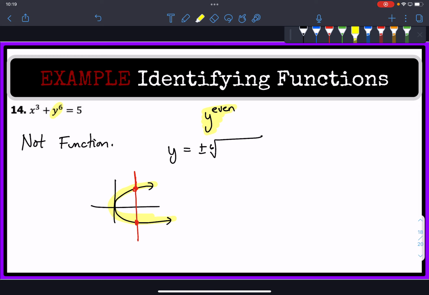Now here, because of the x to the third, it looks a lot different than what I'm graphing right here, but this is the easiest representation I can give you, okay? It could be that it curves a little, but the idea is that eventually you're going to have two ends that touch when you draw a vertical line through it. So it fails the vertical line test and thus is not a function.